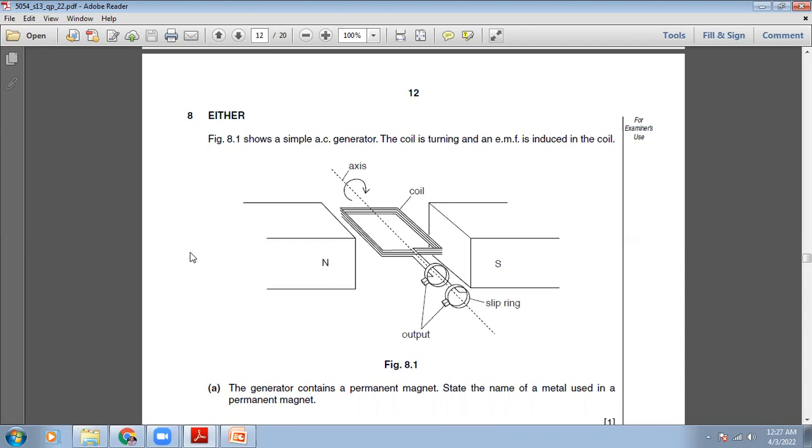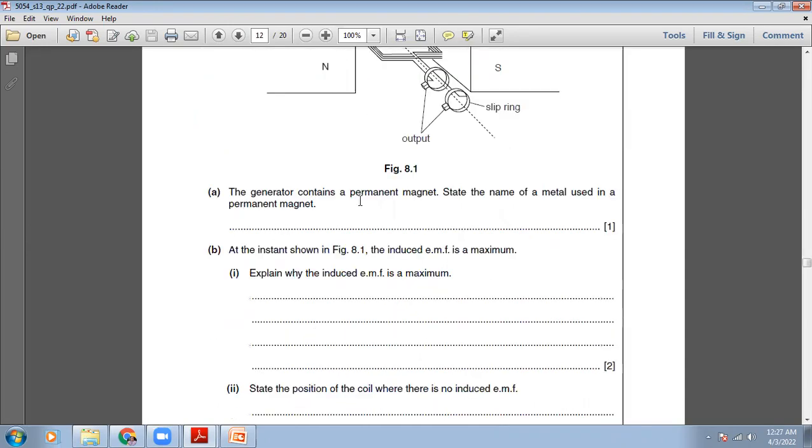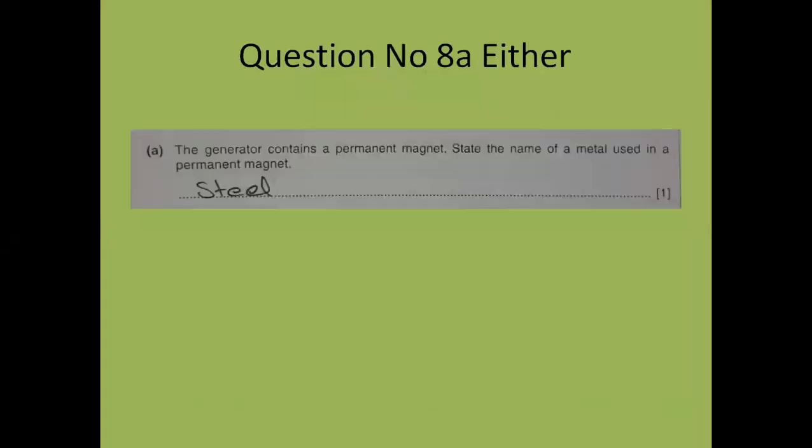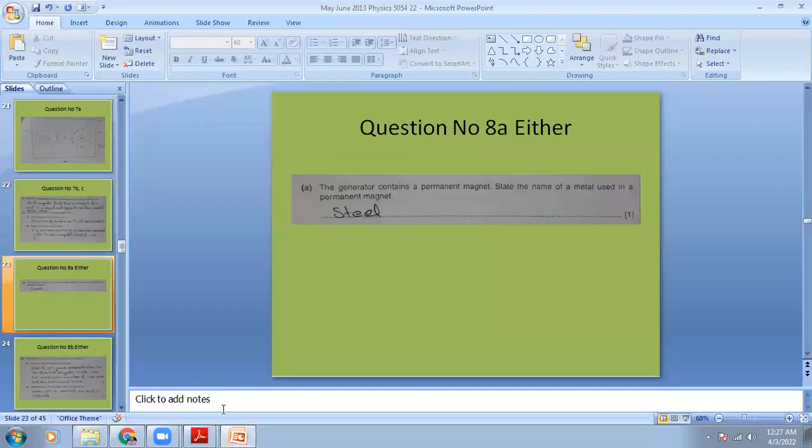This is the either part. Figure 10.1 shows a simple AC generator. The coil is turning and an EMF is induced in the coil. The generator contains a permanent magnet. State the name of the metal used in the permanent magnet. For making the permanent magnet, we use steel. So remember this name, a very famous question.